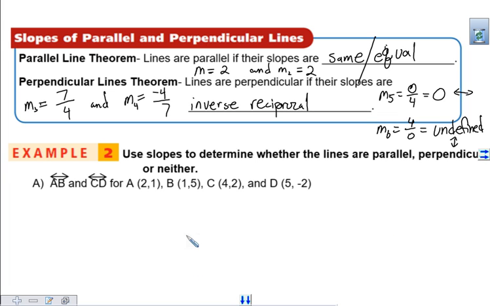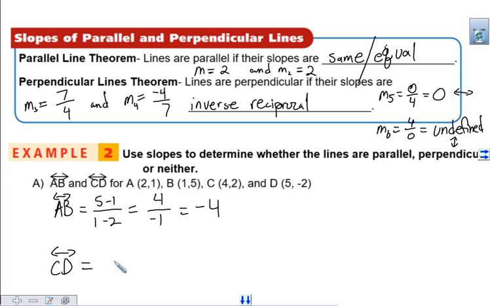So our next examples, we are comparing our slopes that we find and determining if the lines are parallel, perpendicular, or neither. So first off, we're going to find the slope of line AB. So we have 5 minus 1 over 1 minus 2. So 5 is over 1, and 1 is over 2. So 5 minus 1 is 4. 1 minus 2 is a negative 1, and that reduces to negative 4.